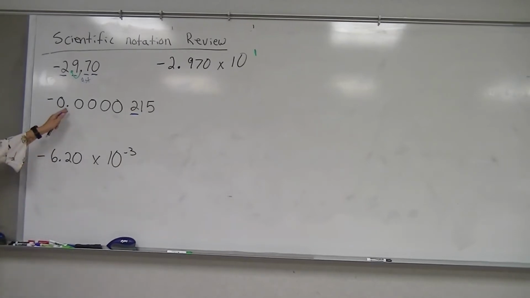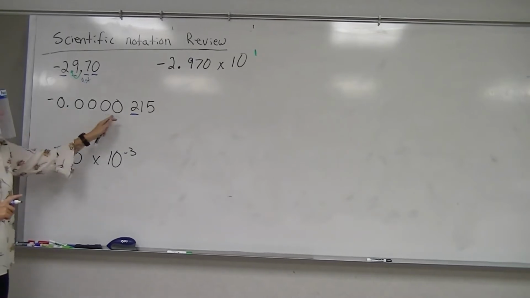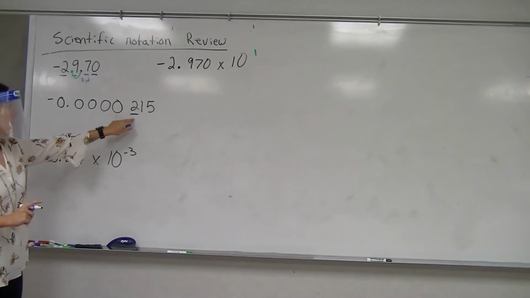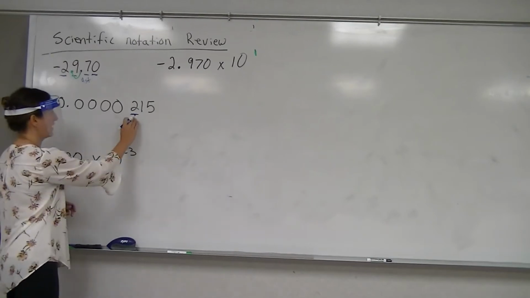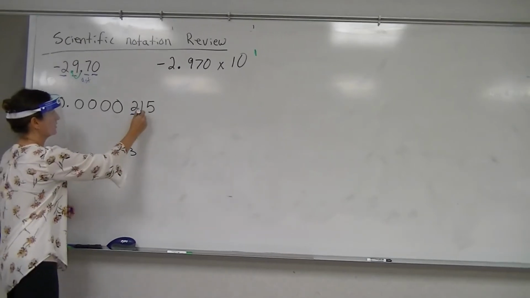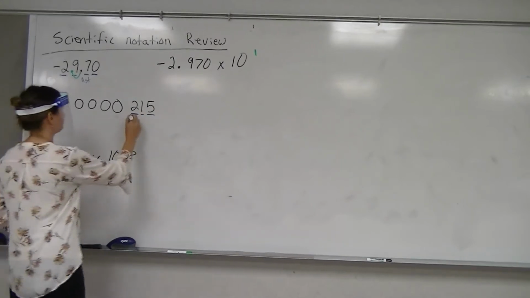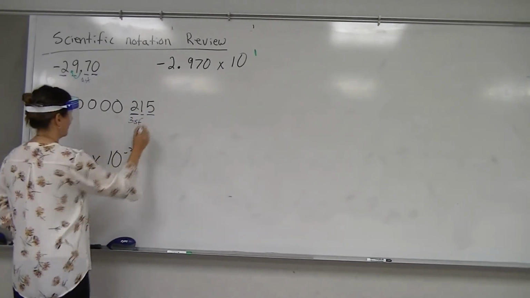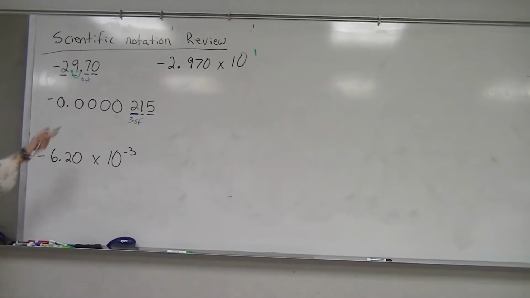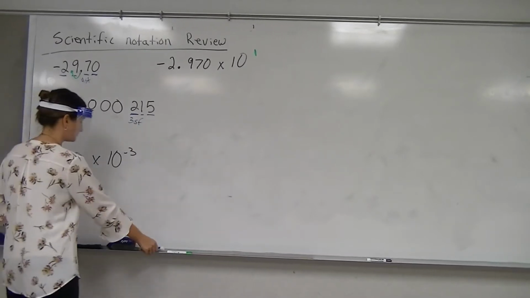One of the rules said if there's a decimal point present, zeros can count. But remember, these ones can't count because we don't start counting until we get to our first non-zero number. So the 2 counts, none of the zeros before it do. The 1 counts, and the 5 counts because they're all not 0. So that's going to be 3. All that means is we want 3 in our answer.